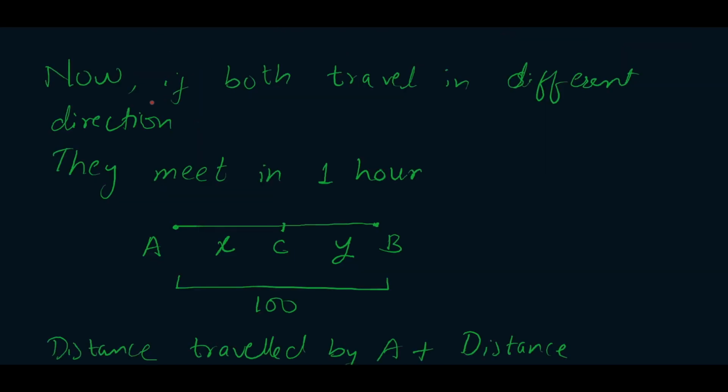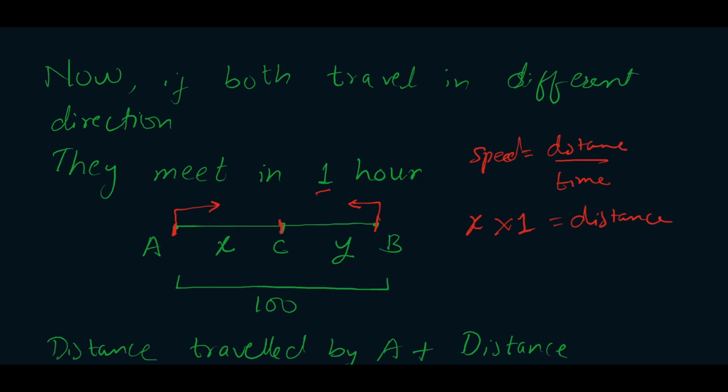Now our second statement says that if they both travel in different direction, they meet in 1 hour. So here is A, here is B. So they both travel in opposite direction. A is traveling towards right and B is traveling towards left. So how much distance does A cover in 1 hour? So the speed is equals to distance over time. We know that the speed of A is x. So x multiplied by time. Time is 1 hour. This will be the distance. This distance is traveled by A.